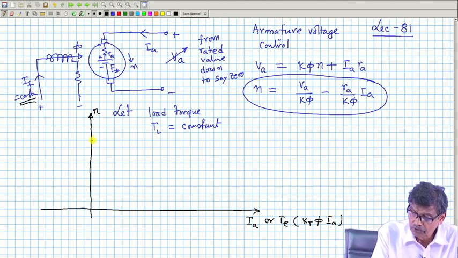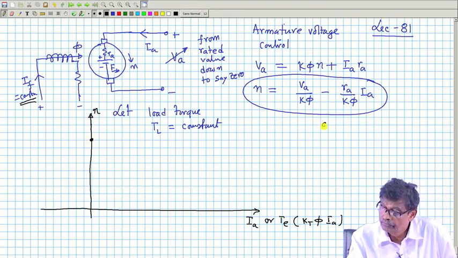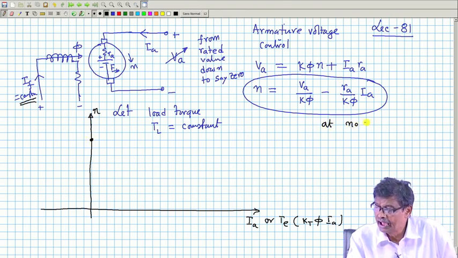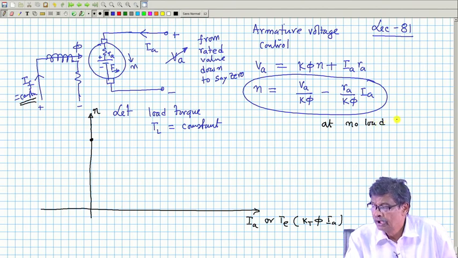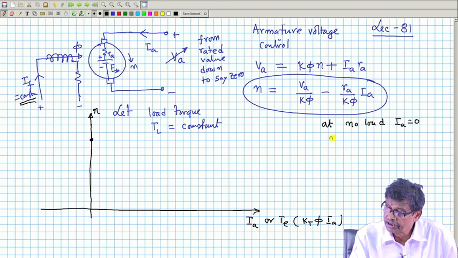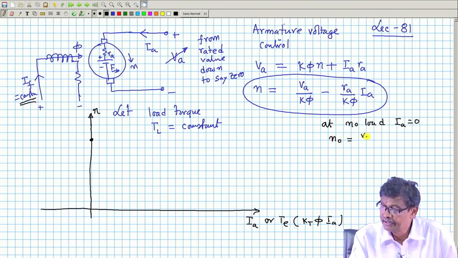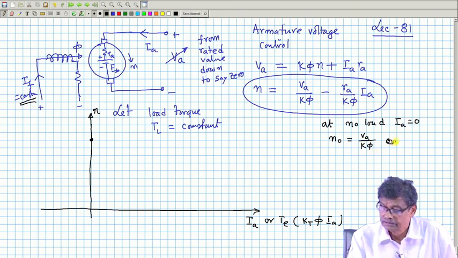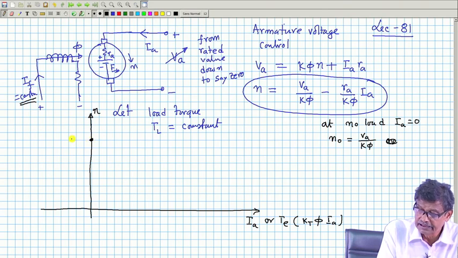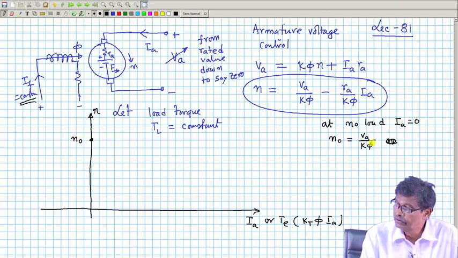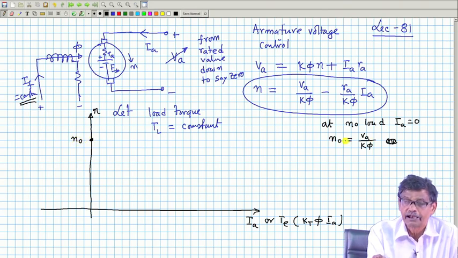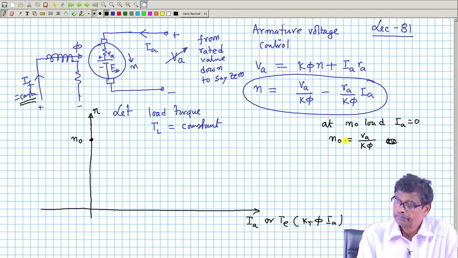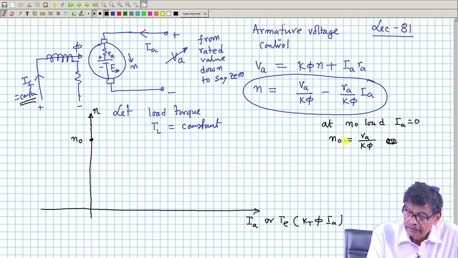Now, therefore, at no load, same thing, at no load I A is equal to 0. Therefore, no load speed is equal to V A by k phi. So, this speed is N 0, no load speed, which is equal to V A by k phi. What is V A? Applied voltage divided by k phi.